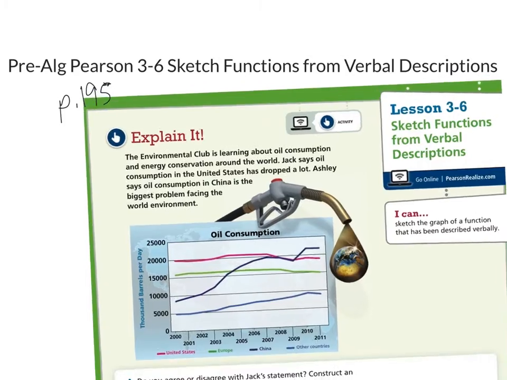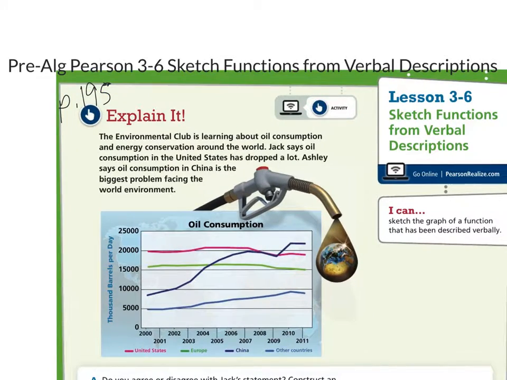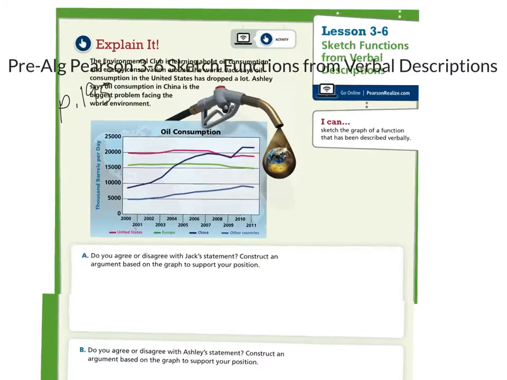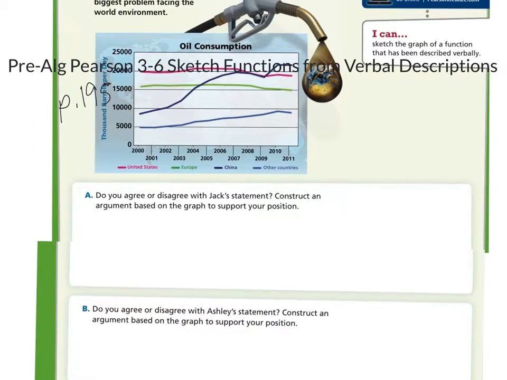If you look on page 195, Environmental Club is learning about oil consumption and energy conservation around the world. Jack says oil consumption in the United States has dropped a lot. Ashley says oil consumption in China is the biggest problem facing the world environment. Do you agree or disagree with Jack's statement? Construct an argument. And do you agree or disagree with Ashley's statement? Construct an argument.